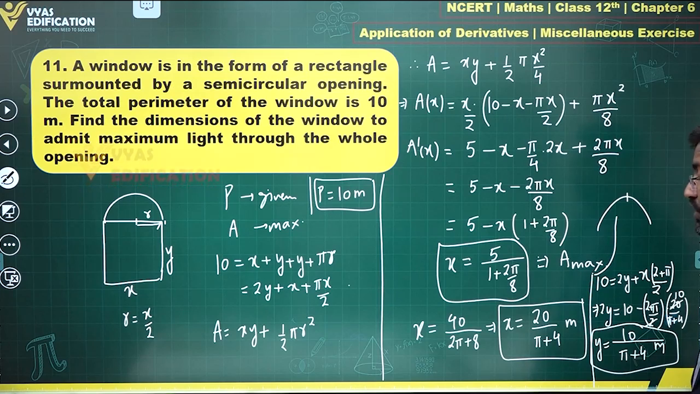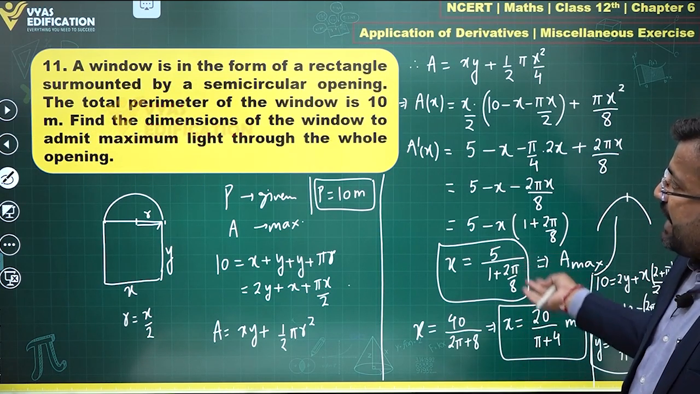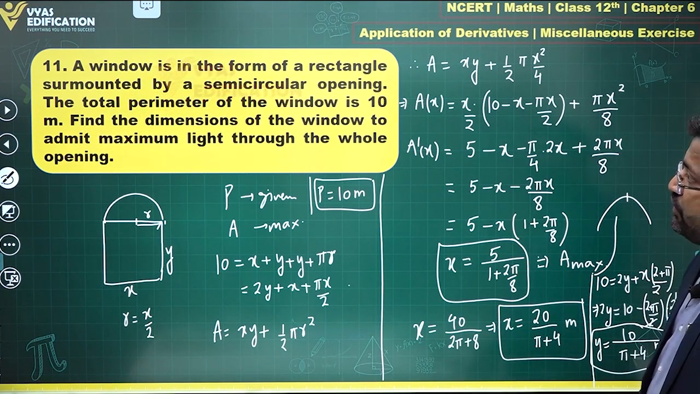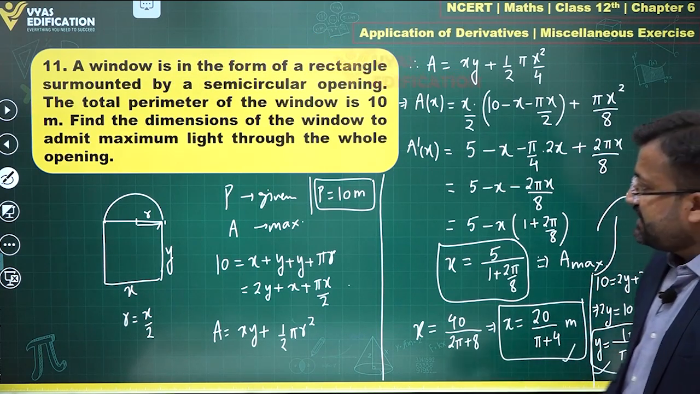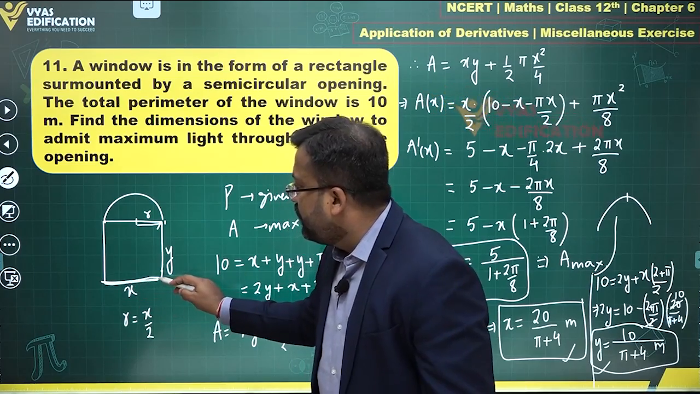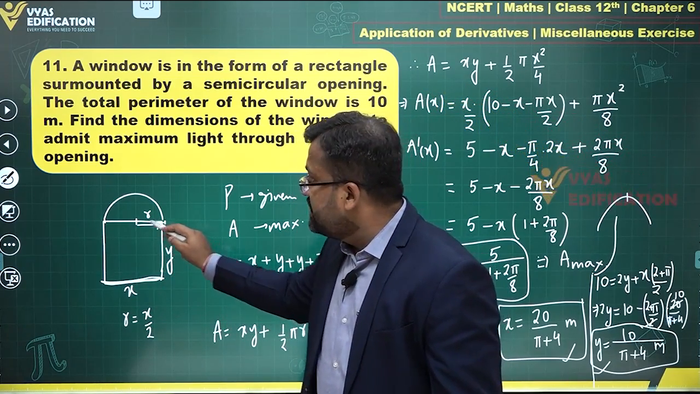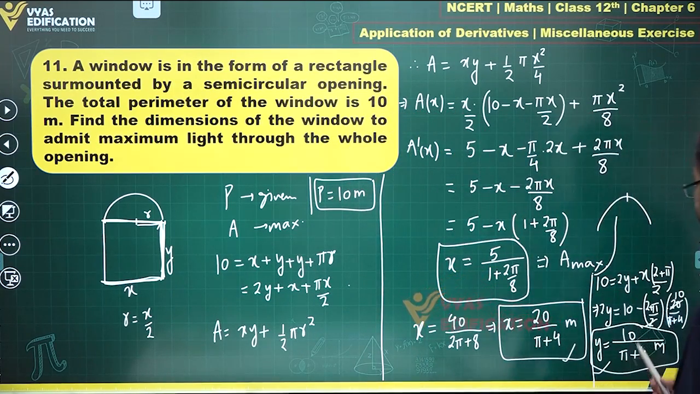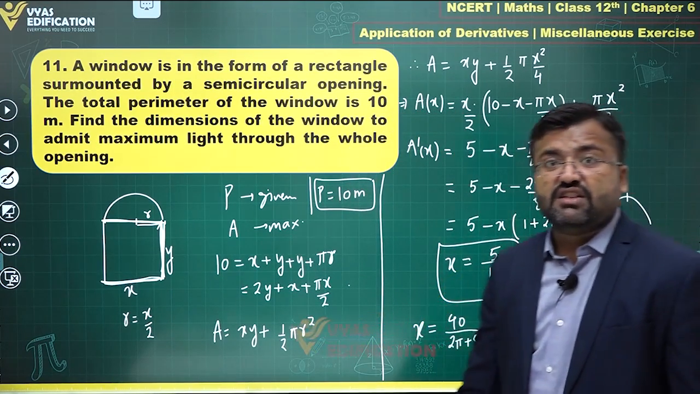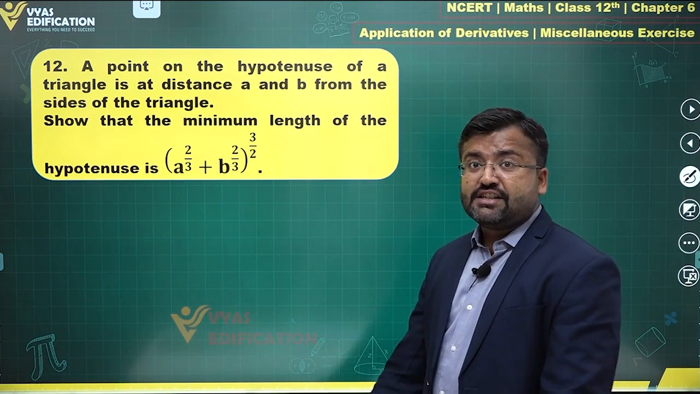That's the final answer for this. x equals this, y is equal to this. Those are the dimensions of the window to admit maximum light through the whole opening, x and y. x is this width, which is the diameter of the semicircular opening as well, and the height of this particular rectangular part will be 10 upon pi plus 4. That's the final answer for this question. Let's discuss this 12th question next.